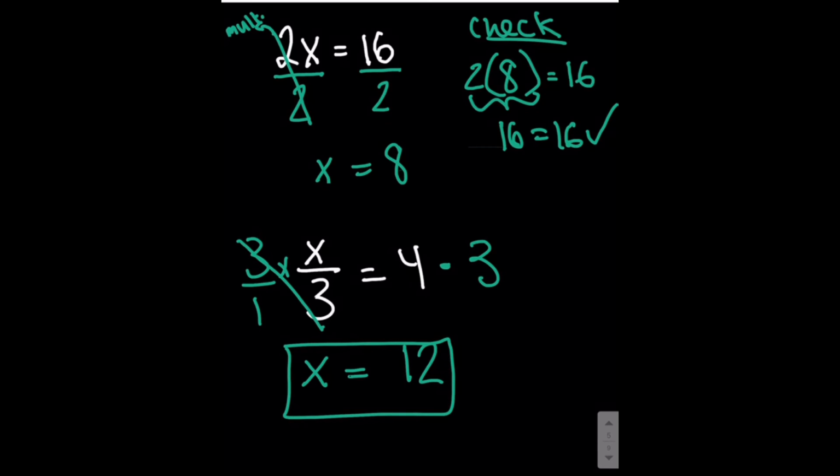And I can check this work. I can write over here on the side, check. 12 divided by 3 equals 4. Well, 12 divided by 3 is 4, and 4 does equal 4, so we did it right. So here again, we're timesing it really by its reciprocal. You're just going to be timesing it by whatever that number is over 1. And that should cancel off, and you would just be left with x.